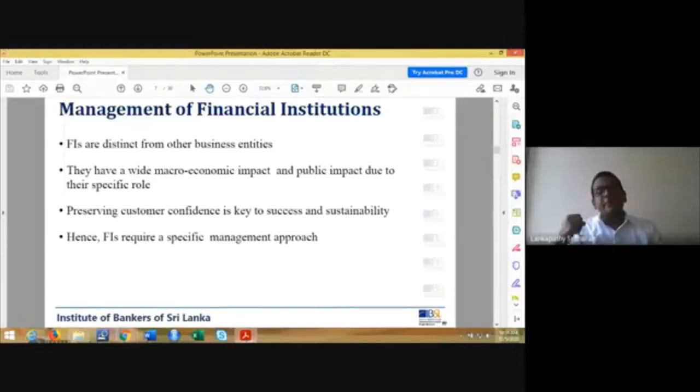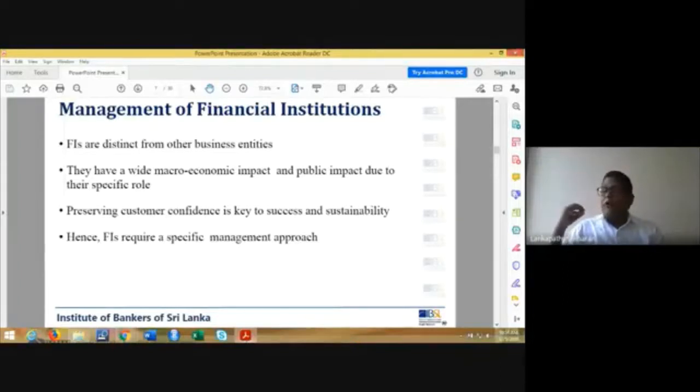And the impact on the public is very high. That's why there are more stringent licensing requirements for financial institutions. And preserving customer confidence is key to success and sustainability. These are some of the reasons.